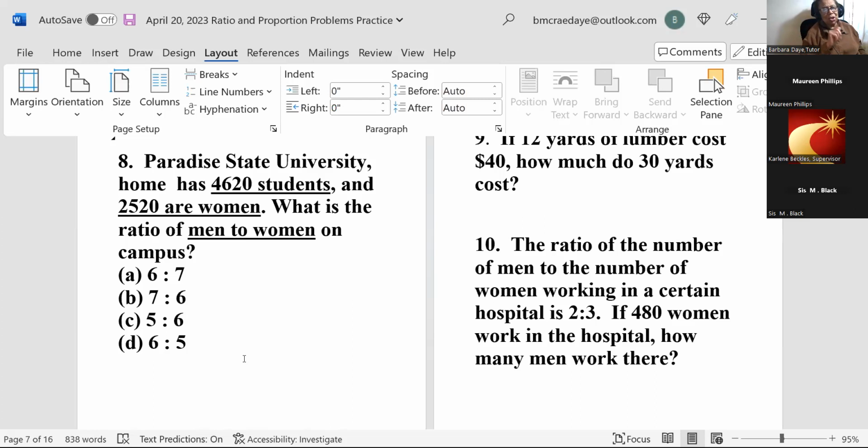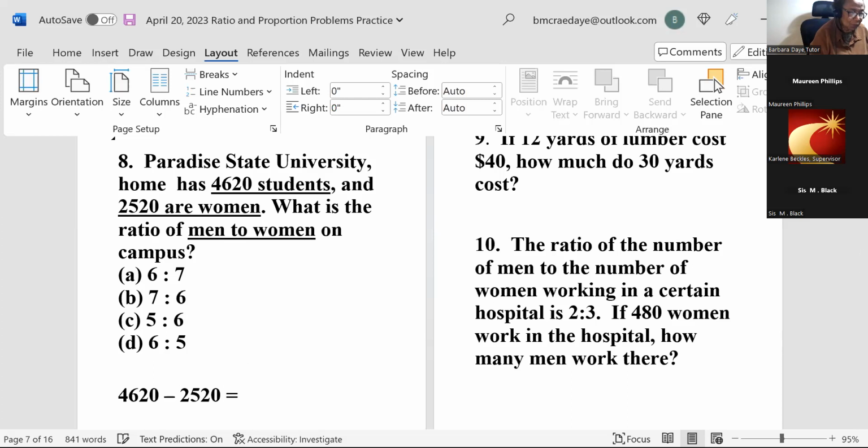There's something you don't know in this problem, but you can calculate it, Maureen. What is that? You just know the women, but you don't know the men. So how could you find the number of men? By subtracting. Yes, subtract what? Subtract the 2,520 from the 4,620. That's what I want you to say. You've got to find the number of men. You've got to subtract the 2,520 from the total. So your first step is your 4,620 minus the 2,520. And what does that give you?